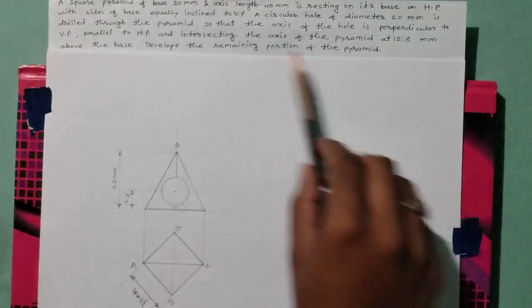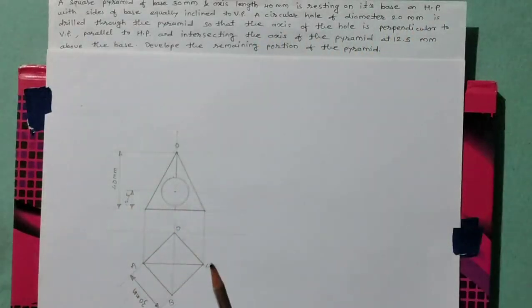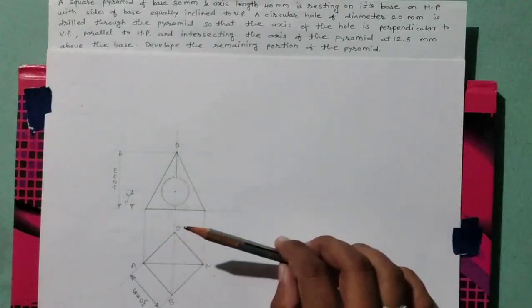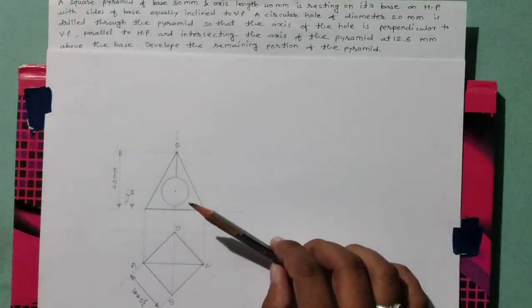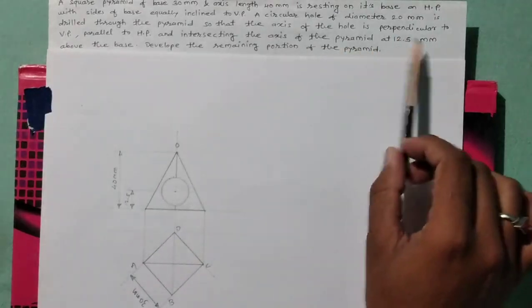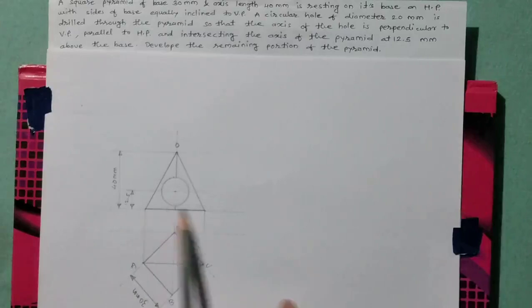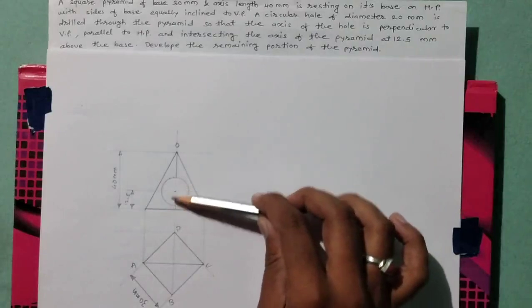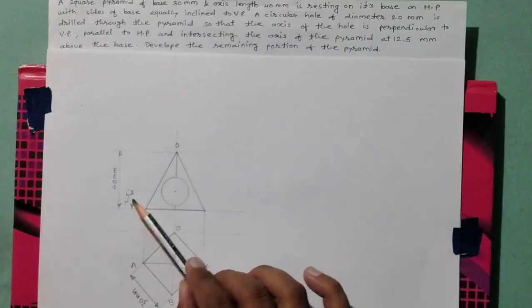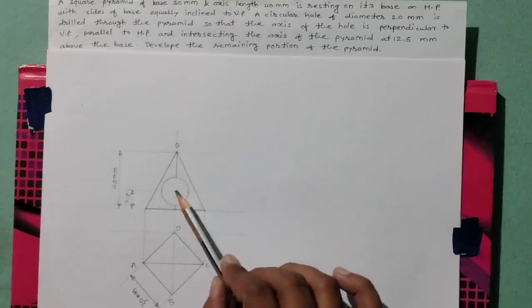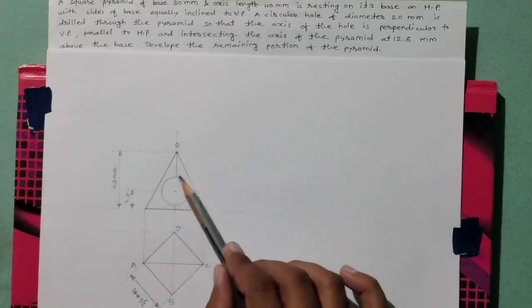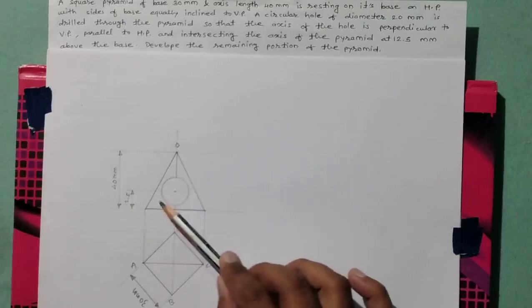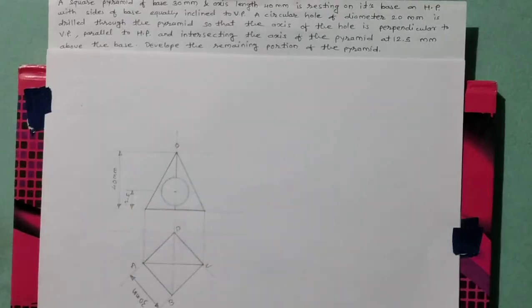After that there is a circular hole of diameter 20 mm, and the axis of this hole is perpendicular to VP and parallel to the horizontal plane and intersecting the axis of the pyramid at 12.5 mm. Therefore, take the center 12.5 mm above this base. We have taken this distance as 12.5 mm. After taking this distance, there is the center of the circle, and this circle of diameter 20 mm is drawn. After drawing this, the front view and top view of the pyramid are complete.